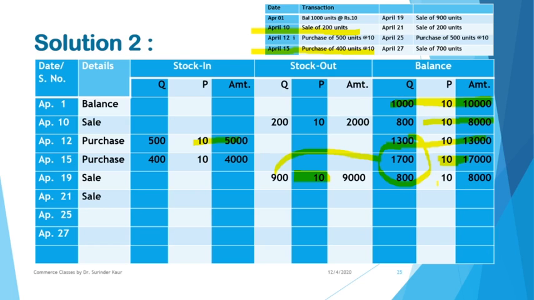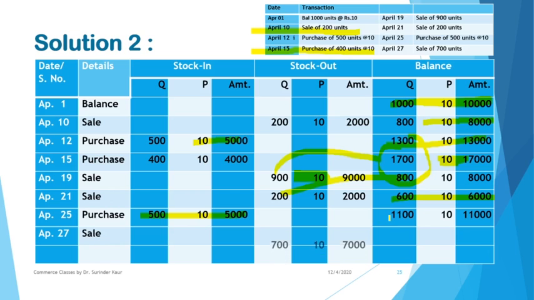Now again you are selling 200 units, so pricing is the same. Out of 800 units you have sold 200 units, so you are left with 600 units. Next is purchase of 500 units. So you have an initial lot of 600 units of 10, you have another lot of 500 units of 10. That means your total is now 1100 units at 10 rupees. It's a simple question because we want to see the working of the stock ledger. Now sale of 700 units. So if you sell off 700 units out of this, you are left with 400 units here.